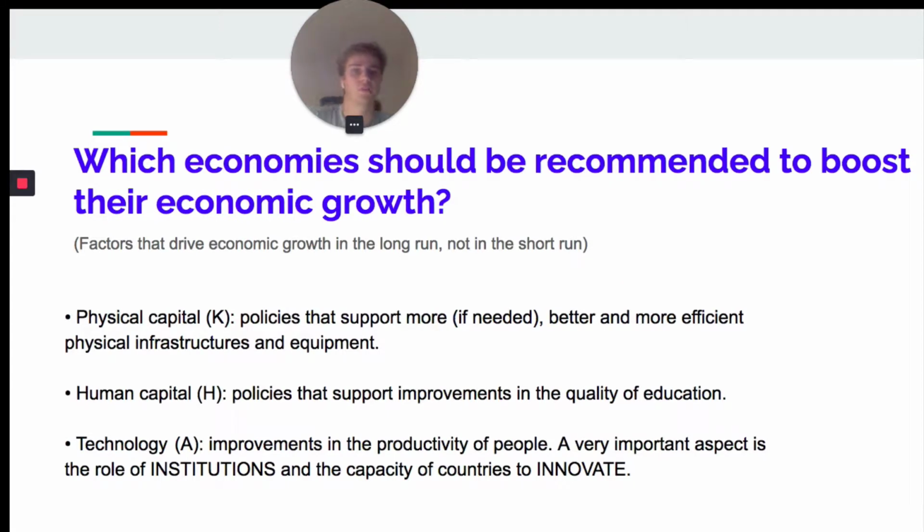Also, which economies should be recommended to boost their economic growth? Well, there are a couple of factors that drive economic growth, not in the short run, but actually in the long run. Those factors are physical capital, which refers to policies that support physical infrastructure and equipment; human capital, which refers to policies that support improvements in the quality of education; and finally technology, which refers to improvements in the actual productivity of people.